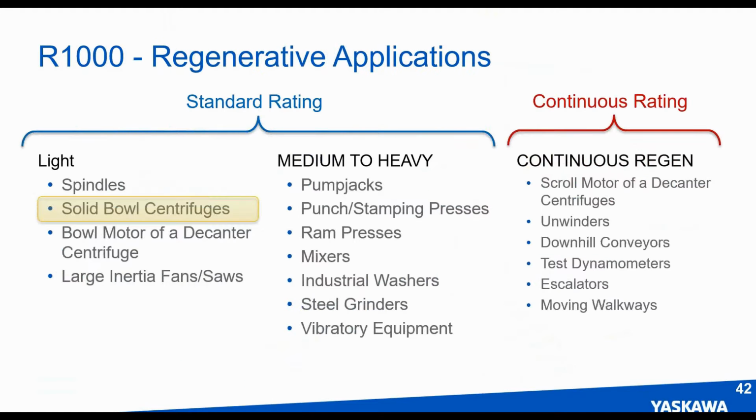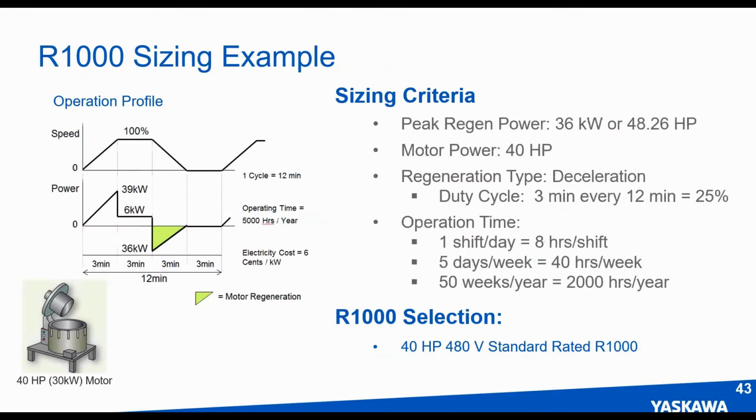Now if we go back to our application selection table, we'll see that solid bowl centrifuges are listed under the standard ratings table. So we know right off the bat we can use the standard rating of the R1000. But let's dive in a little bit more. So we know the motor is a 40 horsepower motor. So we'd like to use at the worst a 40 horsepower R1000.